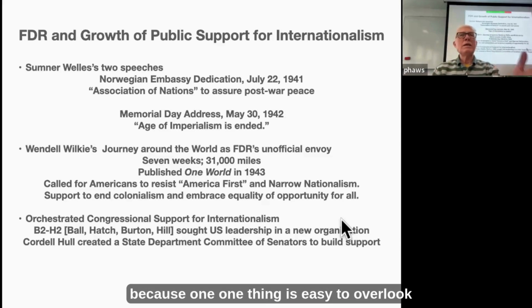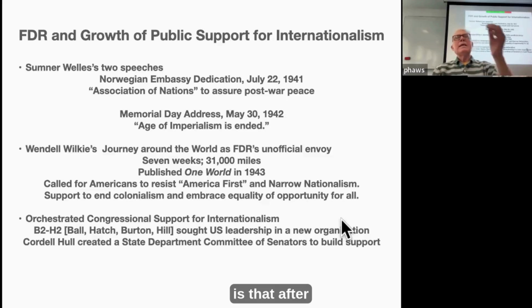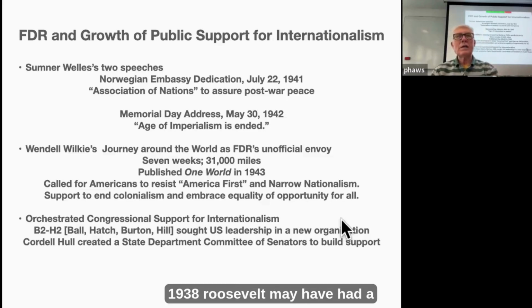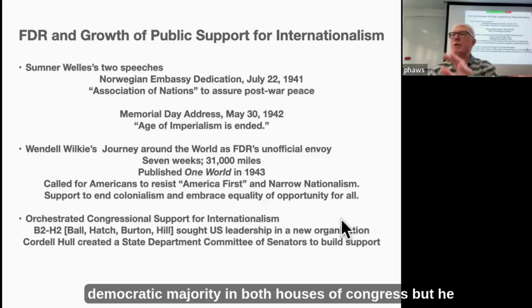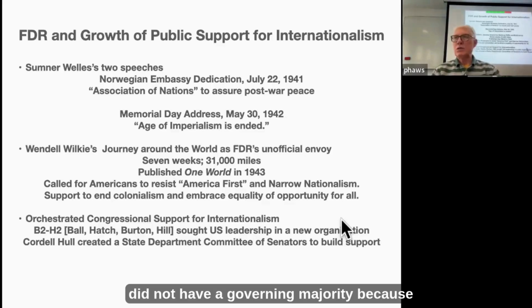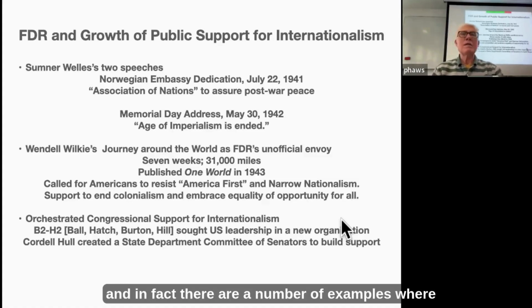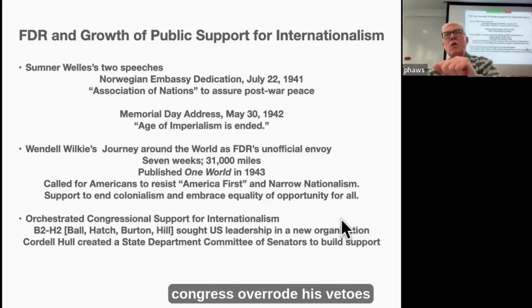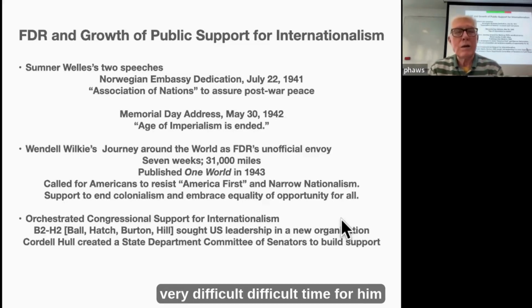Because one thing that's easy to overlook is that after 1938, Roosevelt may have had a Democratic majority in both houses of Congress, but he did not have a governing majority, because the Southern Democrats, combined with conservative Republicans, blocked nearly every domestic initiative that Roosevelt supported. And in fact, there are a number of examples where Congress overrode his vetoes at different times, and it was a very difficult time for him.